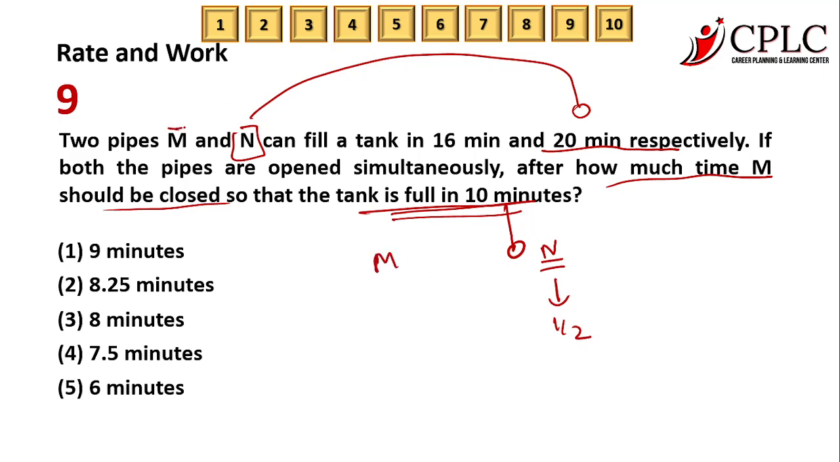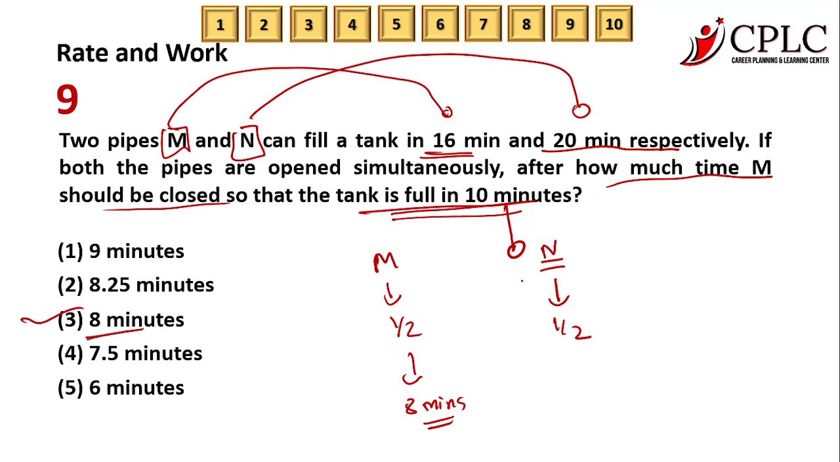M has to do. Now look at M's data. M alone can do the whole tank in 16 minutes. But he has to do only half. So for 16 minutes, he can do full, so the half can be done in 8 minutes, which is answer option 3. So that's it. This is your ninth question.